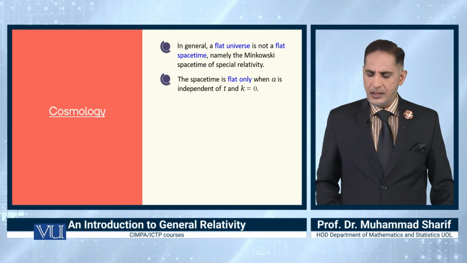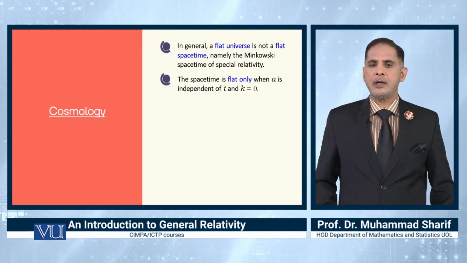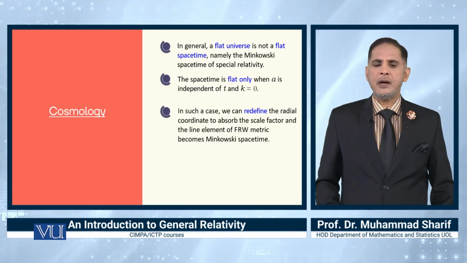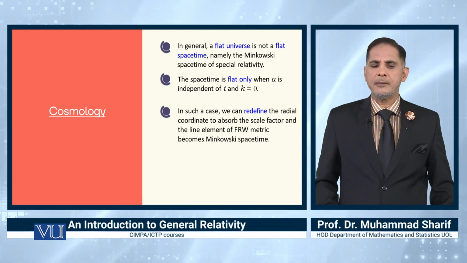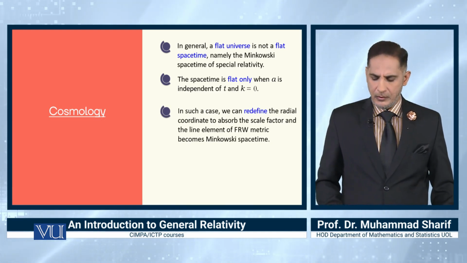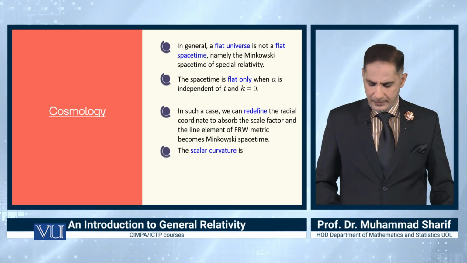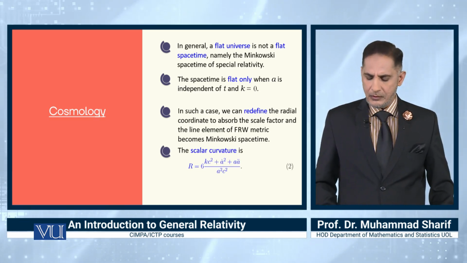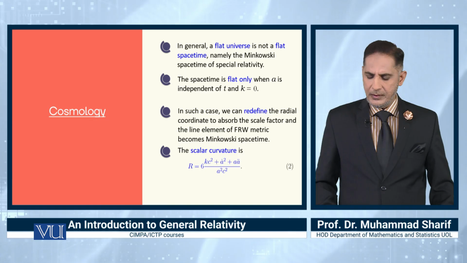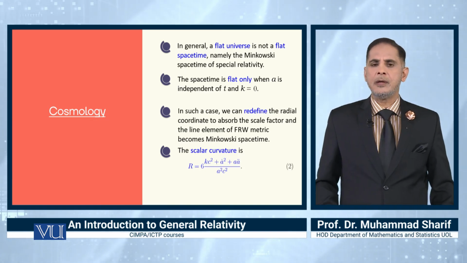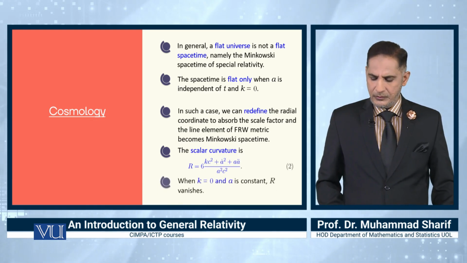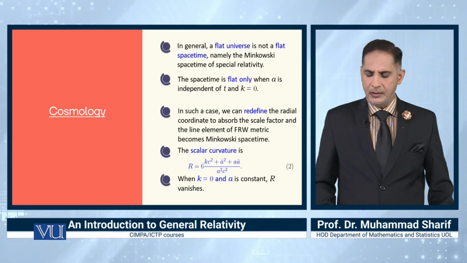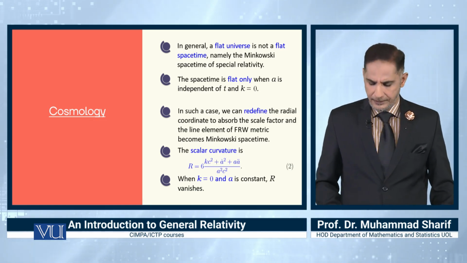So the space-time is flat only when A is independent of time and K equals 0. In such a case, we can redefine the radial coordinate to absorb the scale factor, and the line element of FRW becomes Minkowski space-time. One can calculate the Ricci scalar for this universe model. As you can see here, obviously this involves the derivative of A, and when we take K equal to 0 and A as constant, this Ricci scalar vanishes.